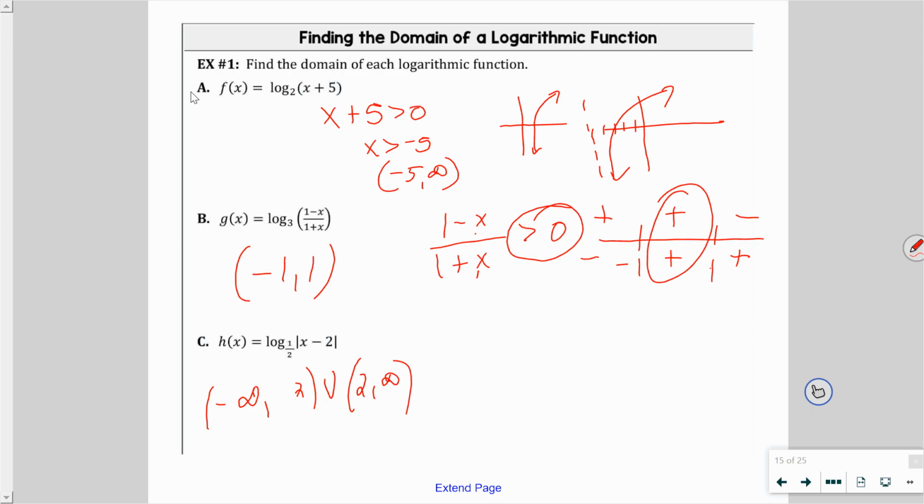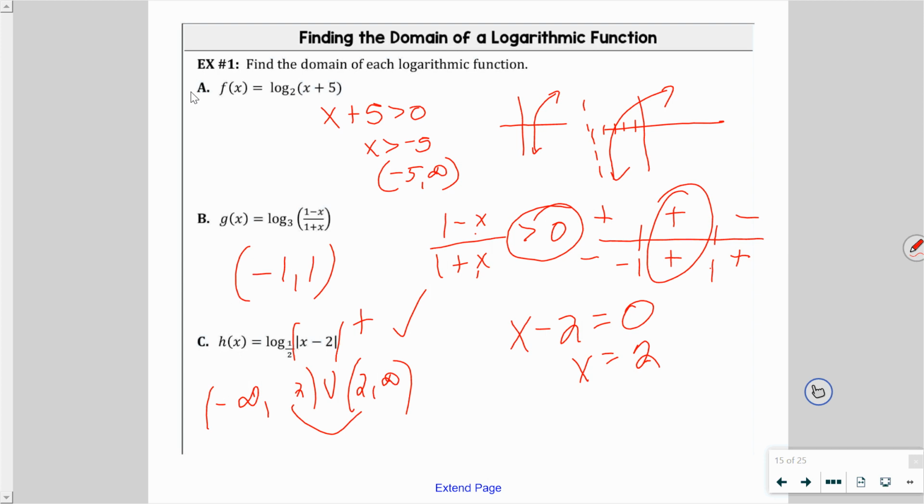Okay? So why not 2 in this one? Because absolute value, that's always positive. I should be good. Good. So it can't be 0. So on this one, Max, I probably set it equal to 0, right? And say 2 is going to make it 0. So I need to take that out of my domain.